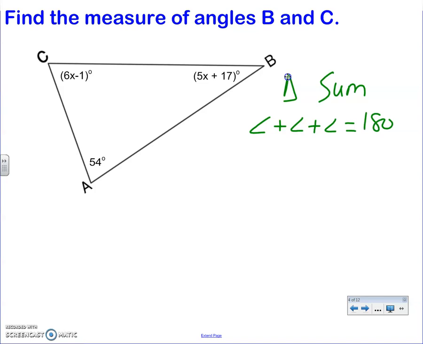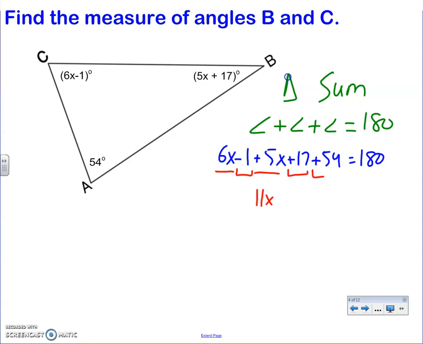Fill in the formula. The first angle is called 6x minus 1, plus the second angle is called 5x plus 17, and the third angle is 54, equals 180. We're going to combine like terms. 6x plus 5x makes 11x. Negative 1 plus 17 is positive 16. Positive 16 plus 54 makes positive 70, equals 180. We're going to subtract 70 from both sides.